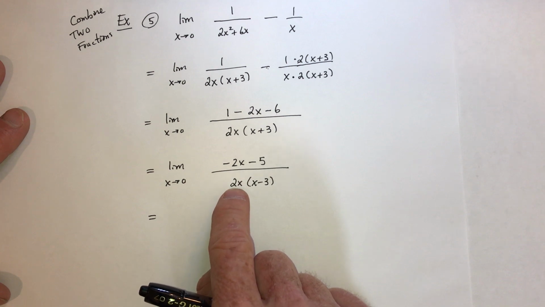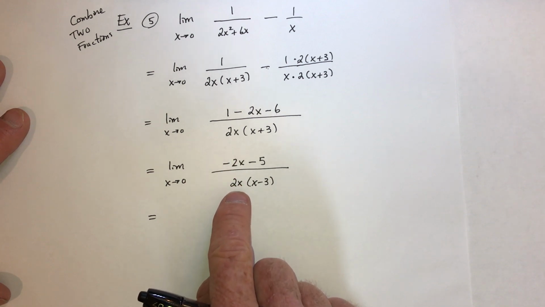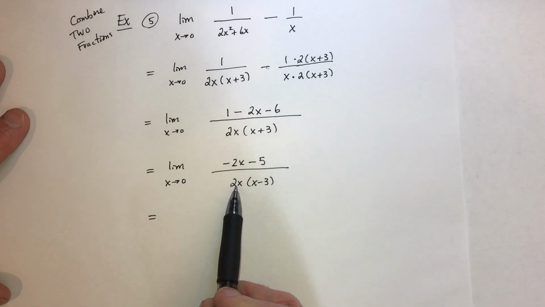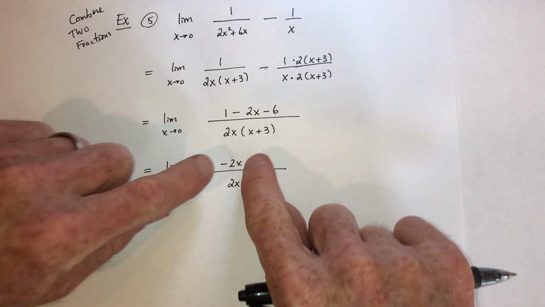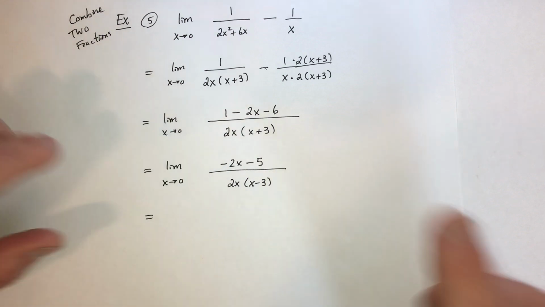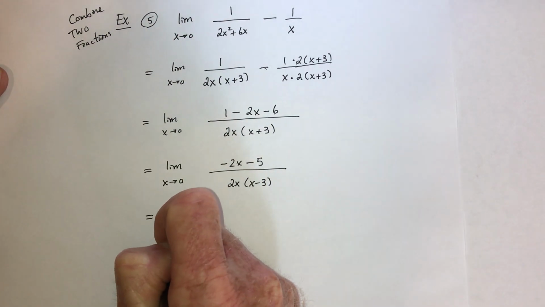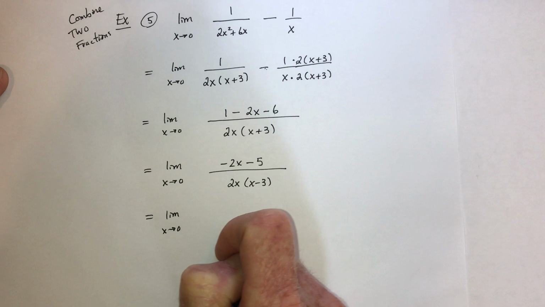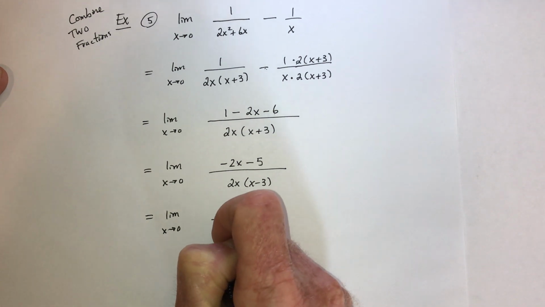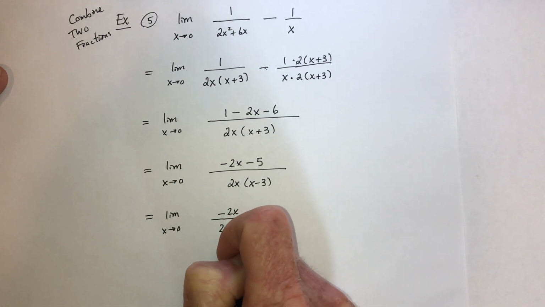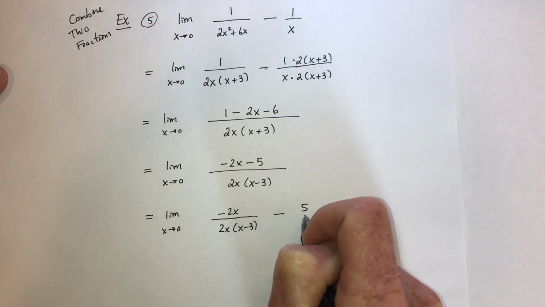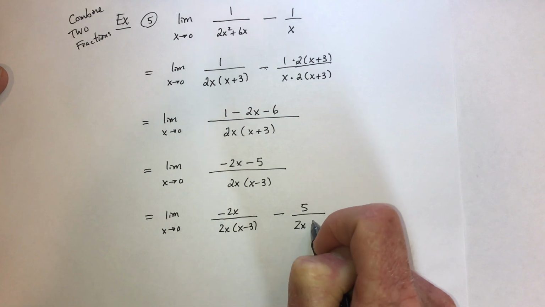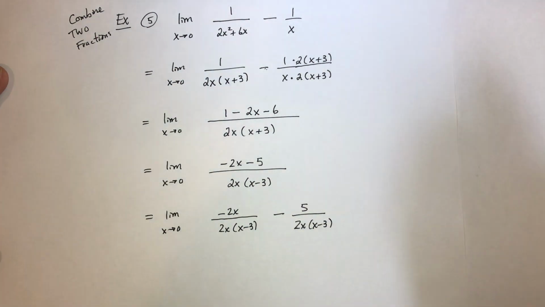The reason I'm thinking that's a good idea is because I like how this 2x could cancel this 2x. But I can't do that right now, because if you're going to cancel a 2x, you have to cancel it here, and here, and here. And this doesn't have a 2x. So I'm going to separate the numerator into two different parts. So we would have the negative 2x over 2x times x minus 3, and then we'd have the minus 5 over 2x times x minus 3.